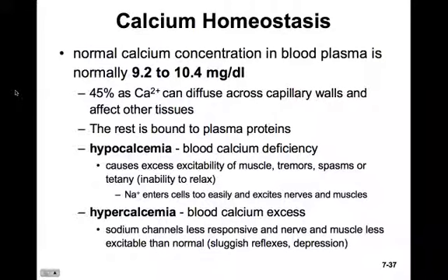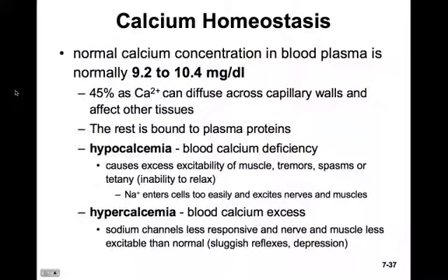So in the blood plasma, the normal calcium concentration is about 9.2 to 10.4 milligrams per deciliter. 45% of that is just as Ca2+, and it can diffuse across capillary walls and affect other tissues. The rest of it is bound to plasma proteins as it circulates through the body.